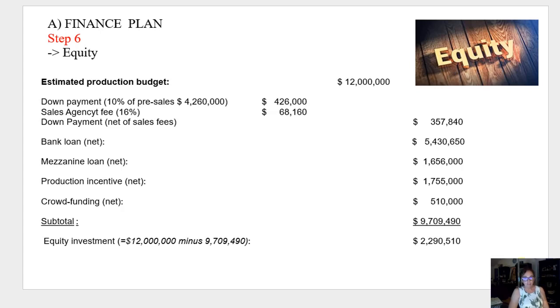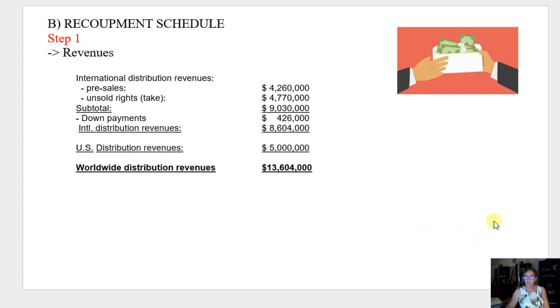So if we summarize all these available funding sources that we got together, we end up with $9,709,490. So we're still short in covering our $12 million budget, which is why we're asking our equity investor to give us $2,290,510, and that gets us funded. So now we can go ahead and produce our movie, right?